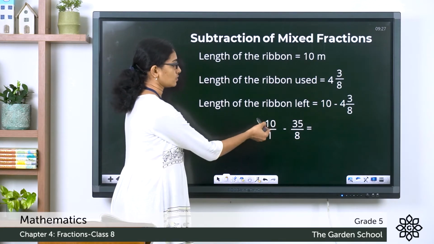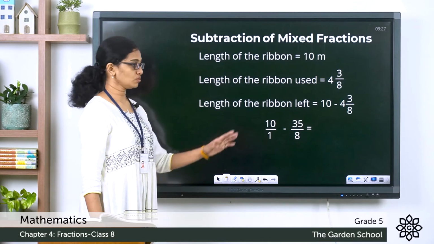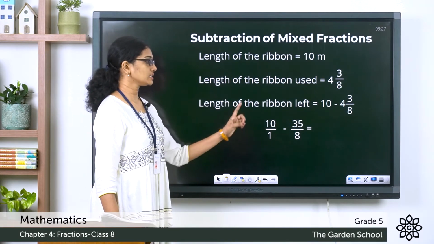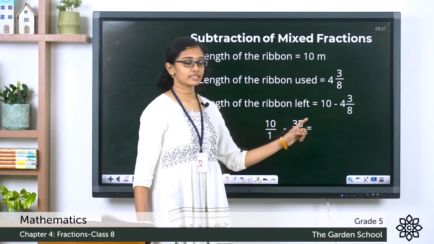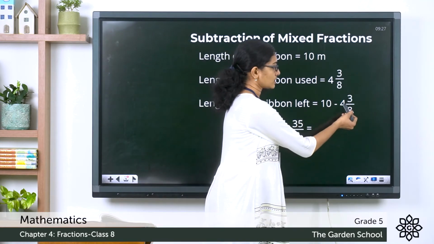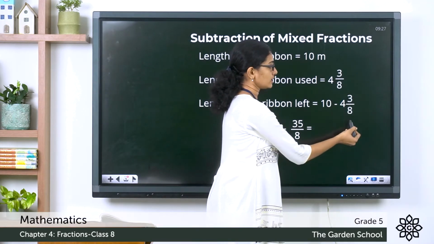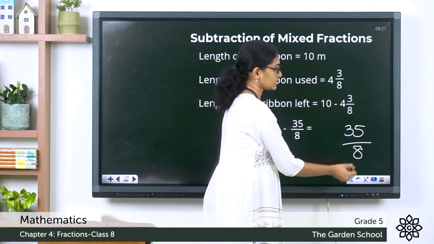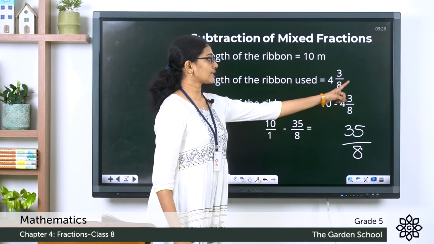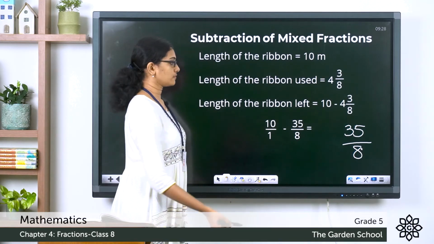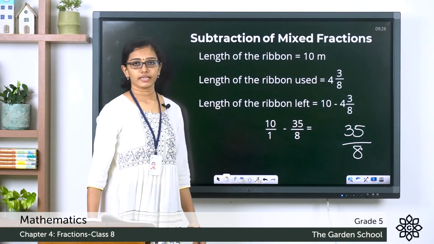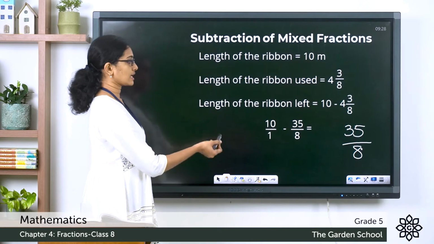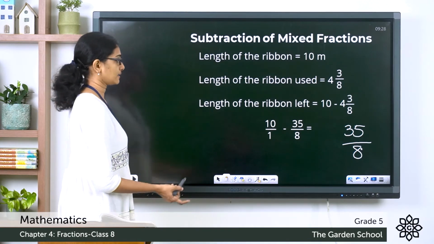And now the subtraction changes to 10 by 1 minus 35 by 8. How do you get this? See, 8 into 4, 32 plus 3, it is 35, and by the same denominator 35 by 8. So 4 and 3 by 8 converted to an improper fraction gives you 35 by 8. So the subtraction is 10 by 1 minus 35 by 8.